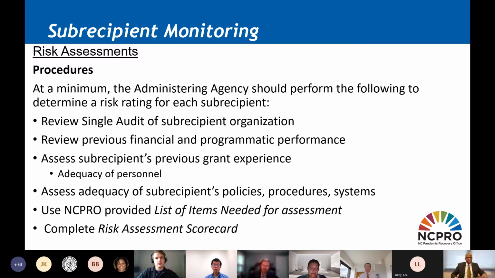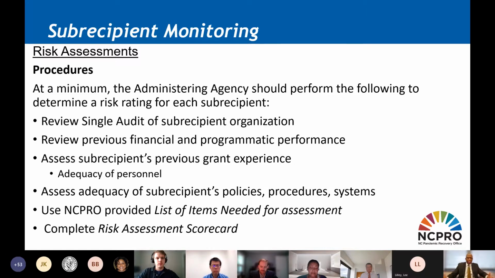We want to get our hands on any previous single audits that have been done, whether it be single audits or any other audit reports that they may have. Any previous financial or programmatic performance data that may be available. It's important with these risk assessments that we get an understanding of the subrecipients' previous management of grants and grant awards.